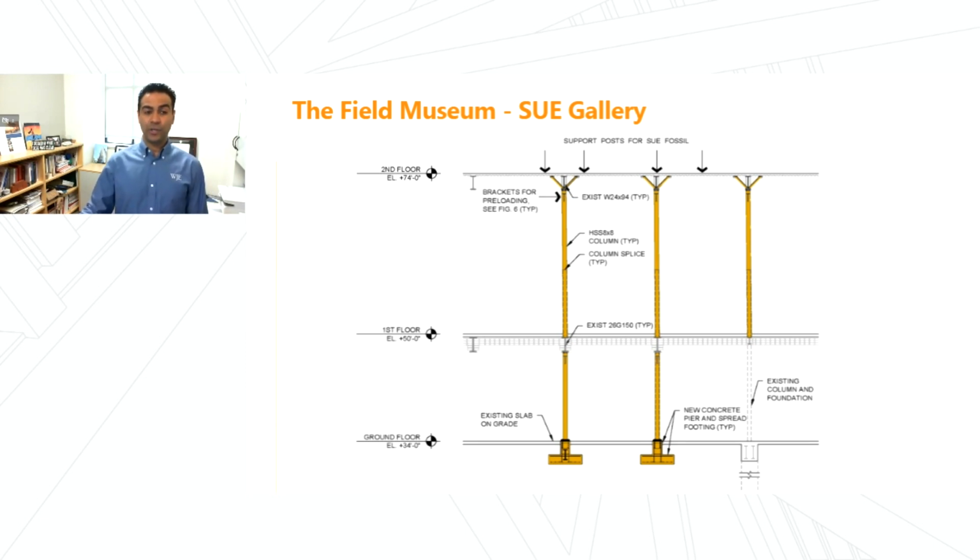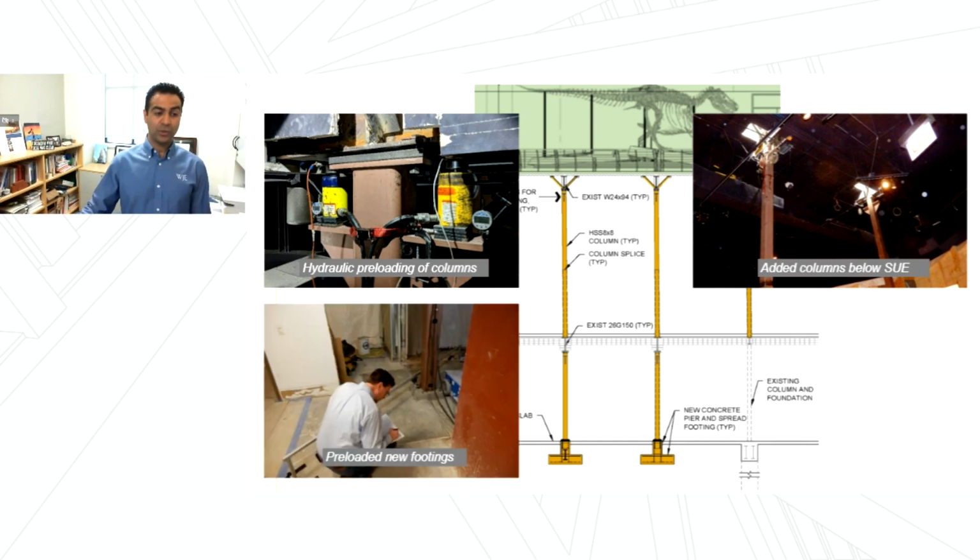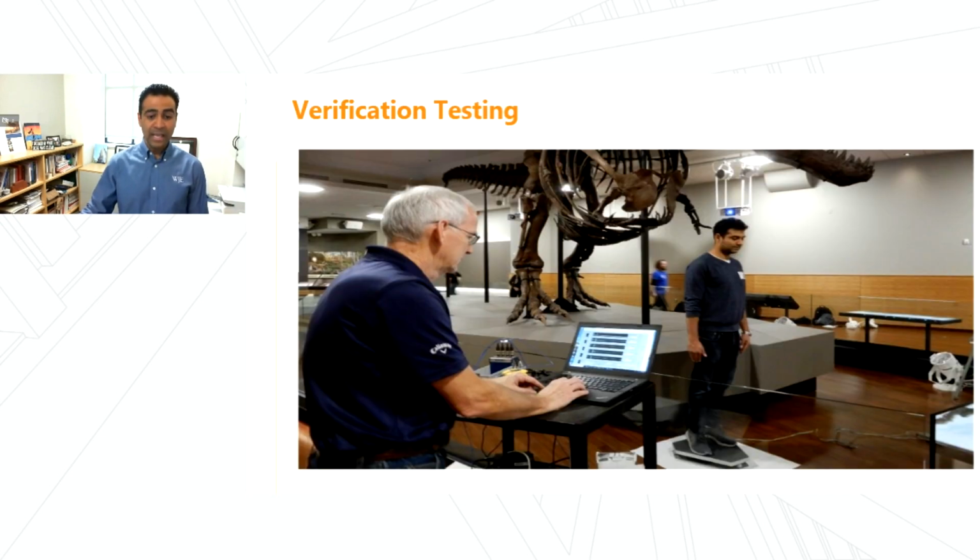In order to ensure that the columns would be carrying the load from the beginning, we did hydraulic preloading of the columns, and we also did preloading of the new footings to make sure that the retrofit is engaged from the time it is installed. And then we did verification testing. That verification testing was done the night of the opening of the gallery. So our fix had to work.